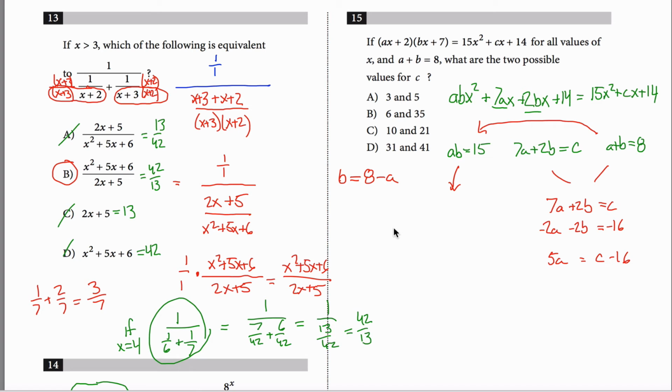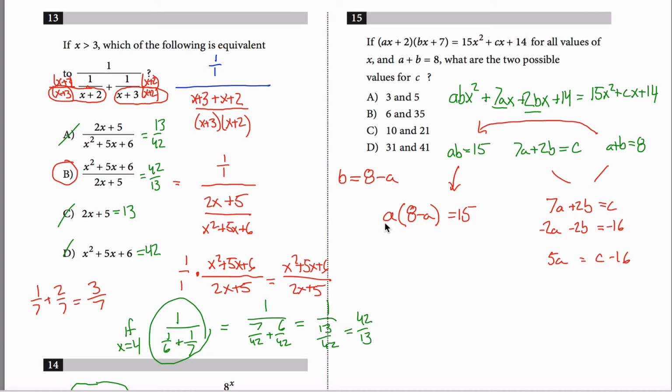And from this equation, I have a times b, but instead of writing b, I'm going to write 8 minus a, which is equal to 15. This actually worked out even better. I have an equation that only has one unknown, the letter a. So I can solve for what a is equal to. Once I have a, I can plug that in here and figure out what c is equal to, which will give me the answer to the question.